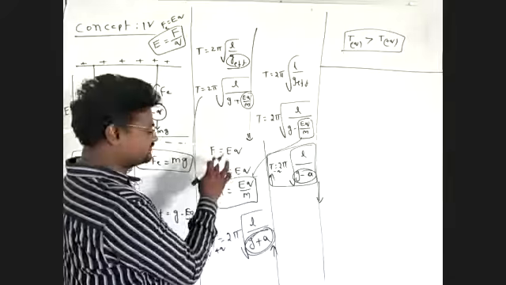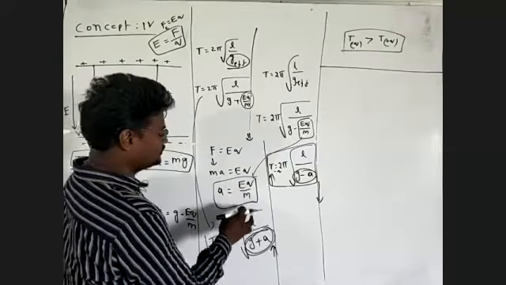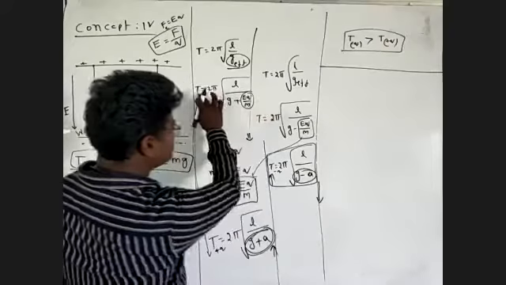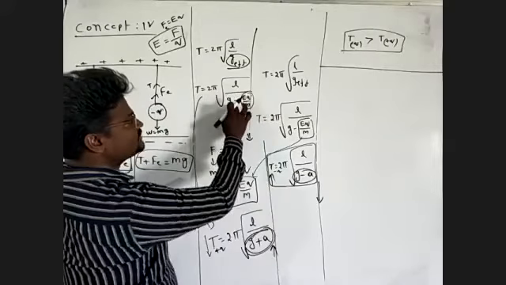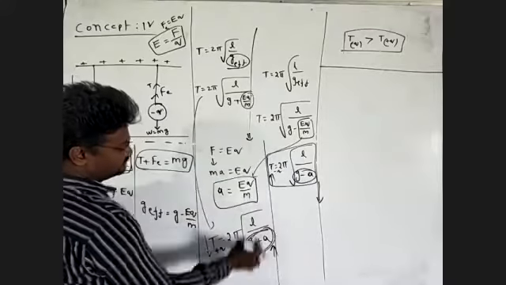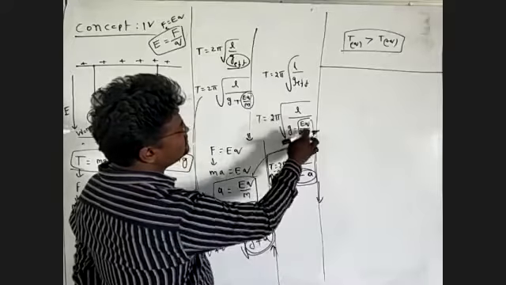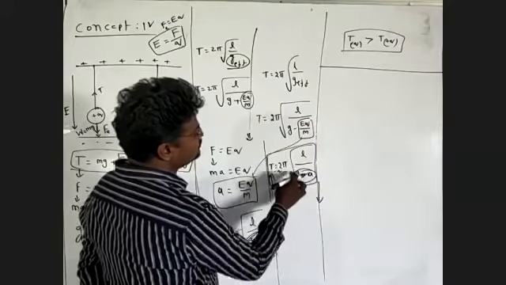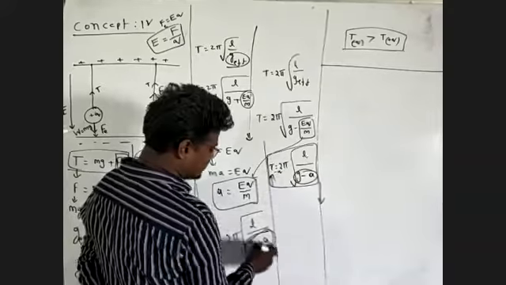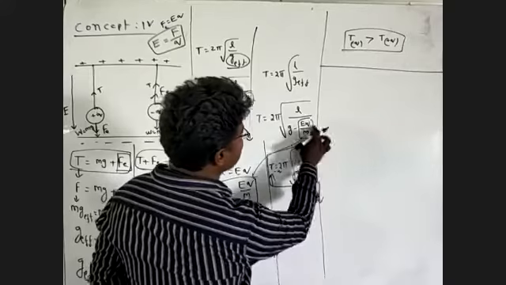According to Newton's second law, F is equal to MA, so A is equal to EQ by M. Now T is equal to 2π root of L by G plus EQ by M. A means you can write EQ by M, so G plus A. Now T is equal to 2π root of L by G minus EQ by M, which means T is equal to 2π root of L by G minus A. A means EQ by M.